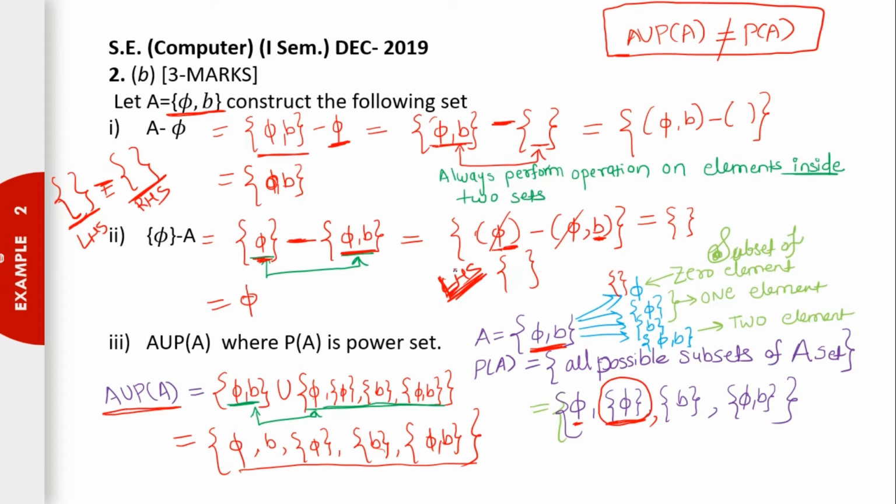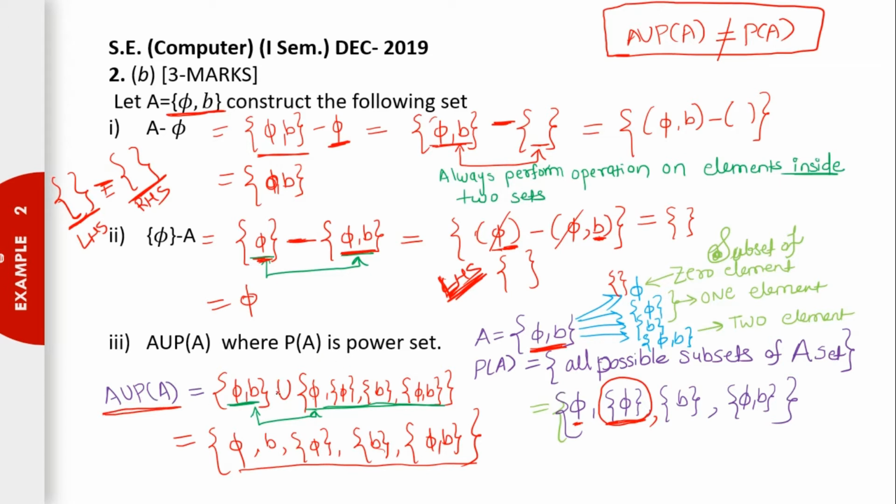So my element will be nothing in my result, so it will be phi, A union power set of A. Now P of A is all possible subsets of my {phi, b}. So there will be 0 occurrence, phi, 1 occurrence of each element, subset with element b, and so on. So we'll get P of A, the power set, is {phi, {phi}, {b}, {phi, b}}. Now we have to perform this union operator.